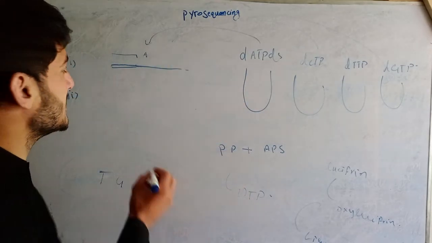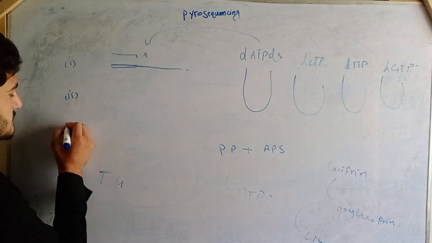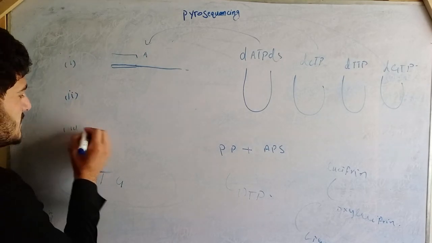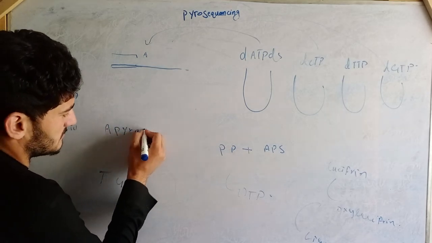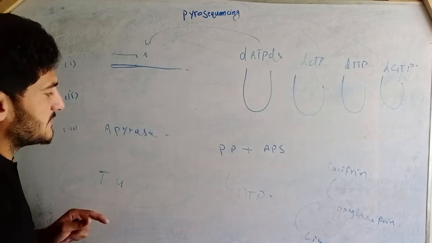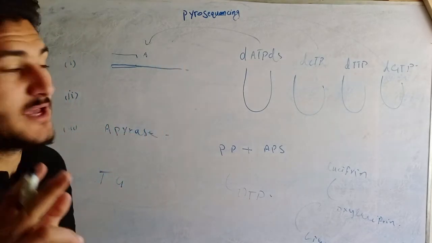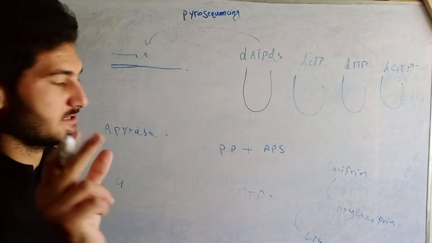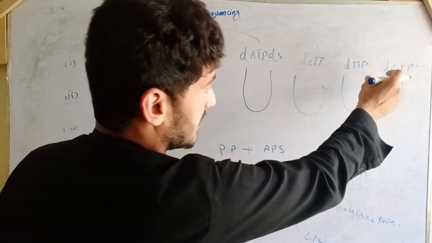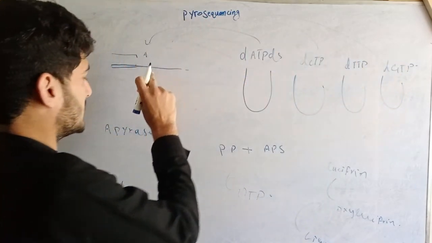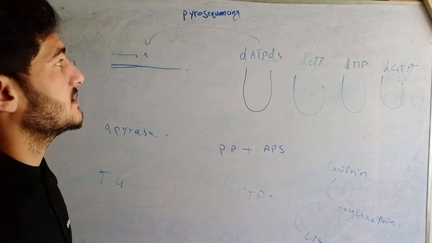So we add another type of enzyme which is called apyrase. This type of enzyme helps to remove the unmatched nucleotide. So it removes this type of unmatched nucleotide from this sequence. So this is all about pyrosequencing.